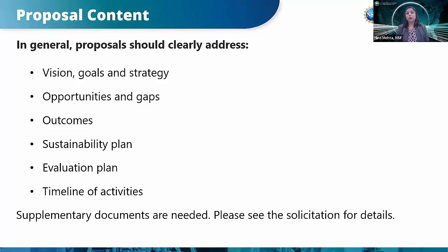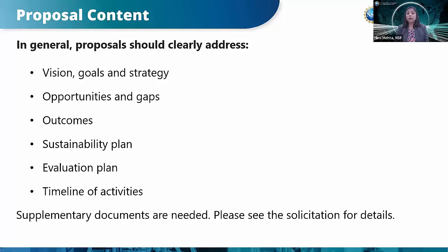Now coming to what we are looking for in your proposal. This is an overall guideline, but definitely refer to the solicitation for very specific details in each category. Overall, we are looking at the organization's vision, goal, and strategy that will help them position themselves and grow, building their research translational capacity. What are the opportunities and gaps they have identified that they want to fulfill with this ART funding? And having done all these activities, what are the outcomes they are looking for, and do those outcomes align with ART's vision and mission?